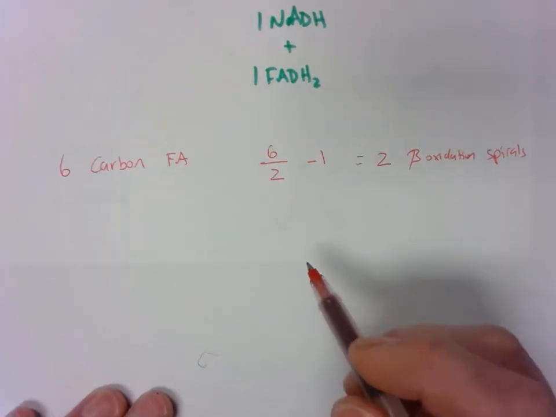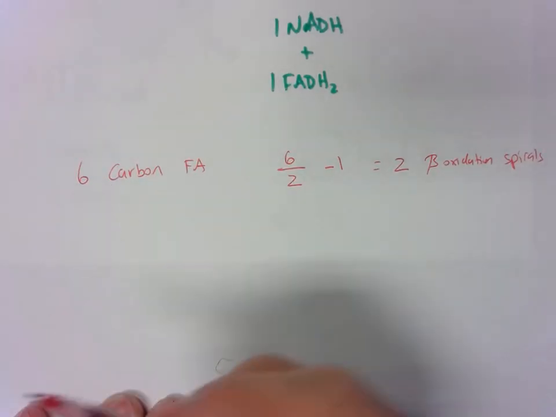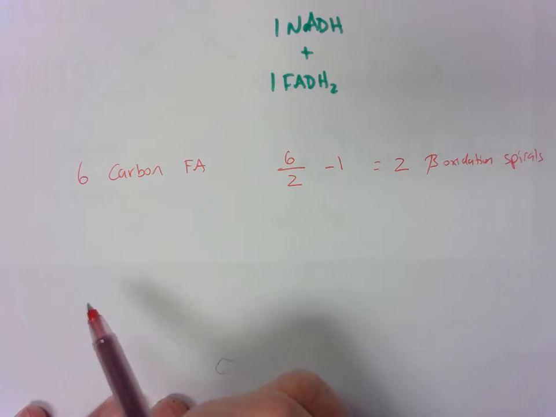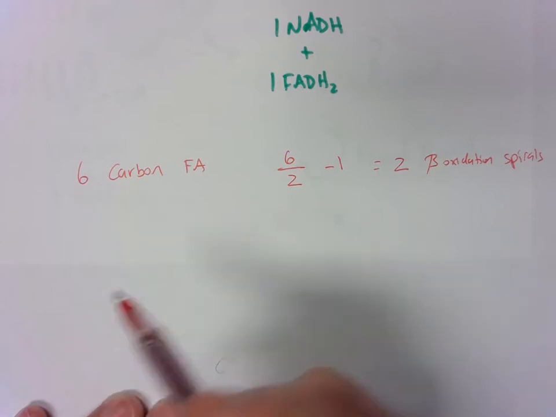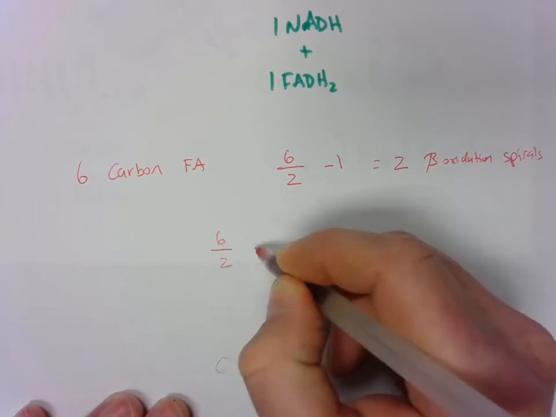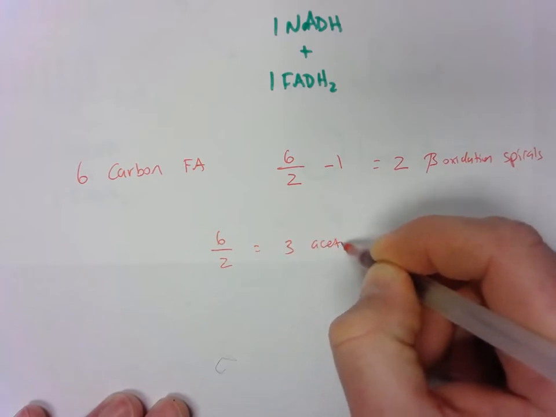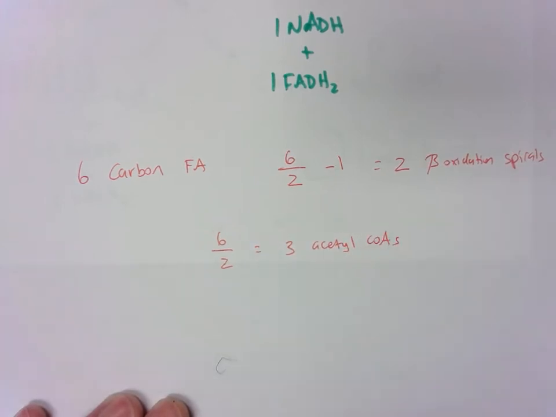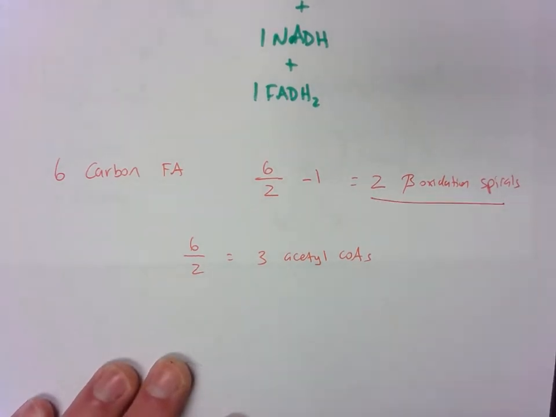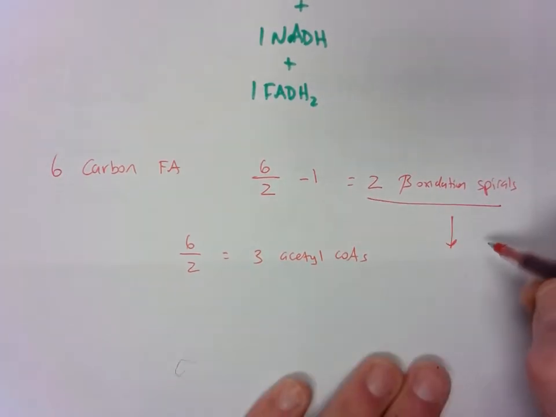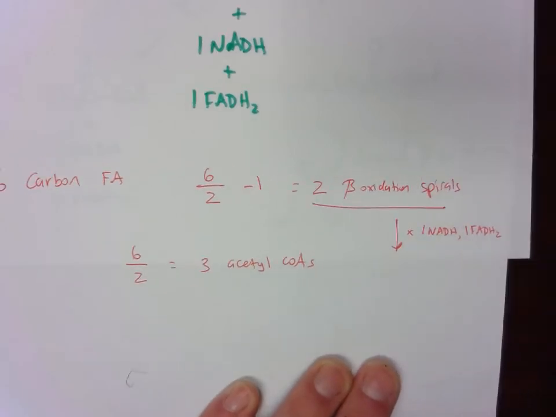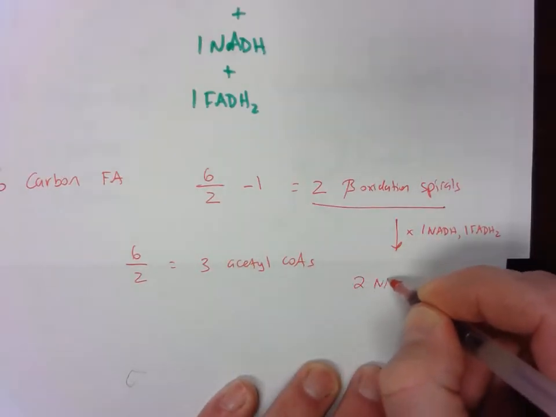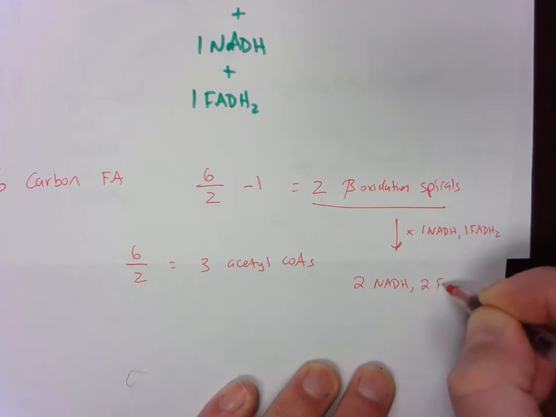I know that I'm going to get 3 acetyl-CoAs out of this because this is 6 carbons, and we don't lose any carbon through this process. It's all retained. An acetyl-CoA is 2 carbons long, so if I have 6 carbons to start off with, I'm going to get 6 divided by 2, 3 acetyl-CoAs. So there are 2 beta oxidation spirals. Each one of these produces 1 NADH and 1 FADH2, so that will get me 2 NADHs and 2 FADH2s.